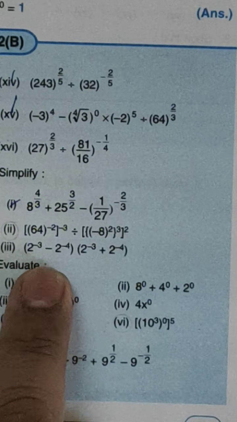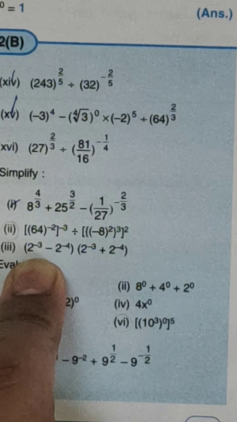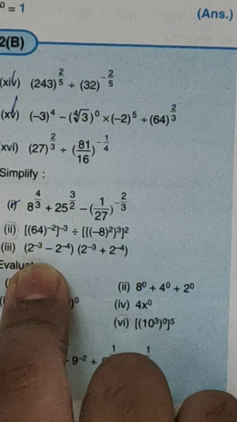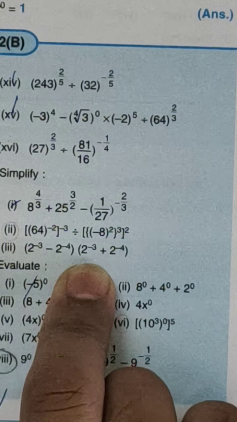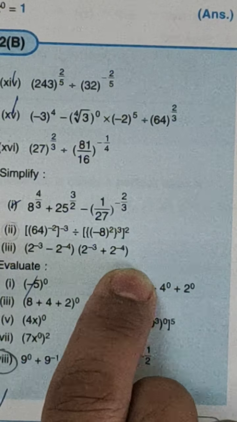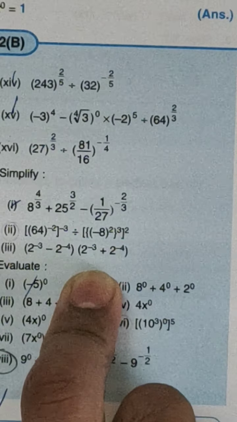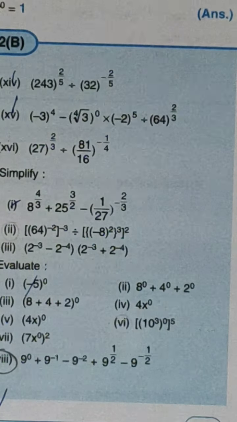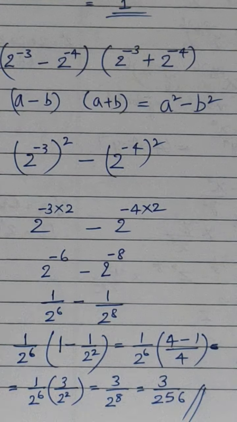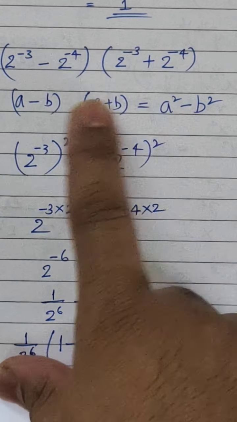That is one method. And before going into that method, we will see that it is in the form of a minus b into a plus b. We know the formula: a minus b into a plus b is equal to a square minus b square. This is in the form of a minus b into a plus b.